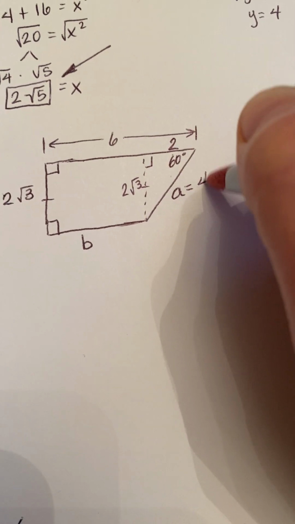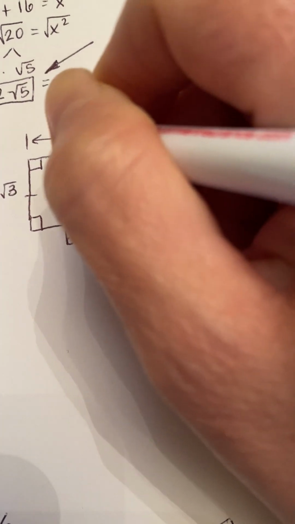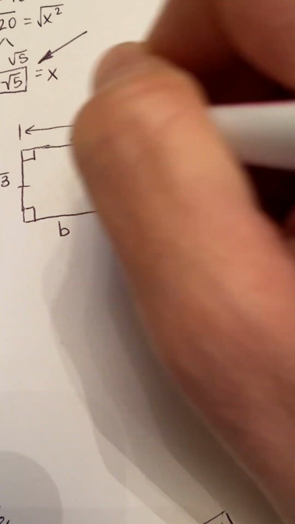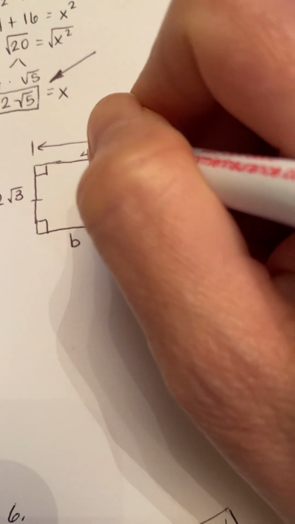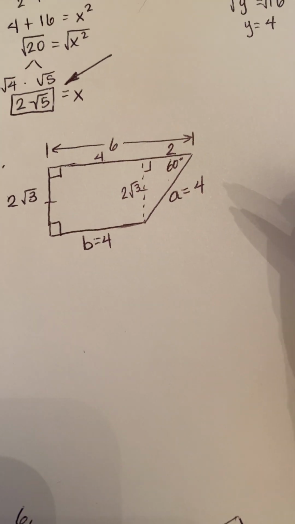So A is going to equal 4. So if this is 2 and this whole thing is 6, then that means 6 minus 2, this part is 4. This is just a coincidence that these are both 4. Don't memorize that. And then, so that means B is 4 also. A and B are both 4.